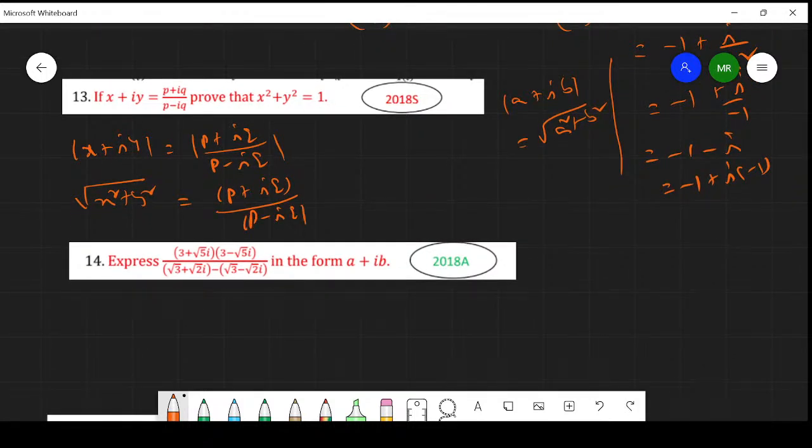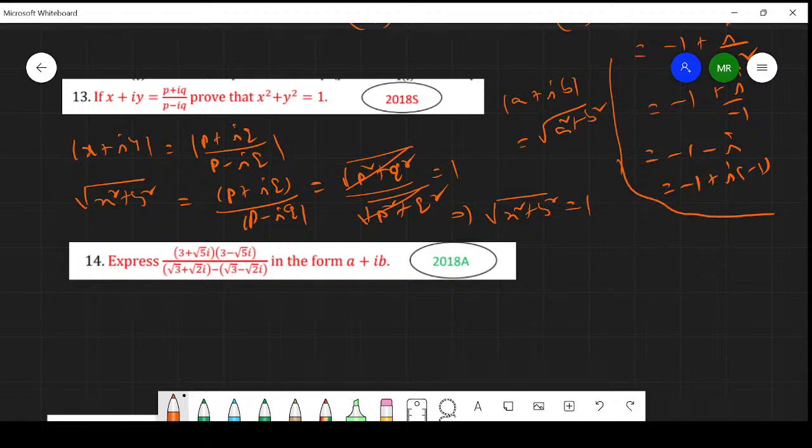P minus i cubed. This will become the root of p square plus q square. This is also the same thing, p square plus q square minus q whole square. It comes the same, so now I can eliminate this. This will be 1. So we have got here the root of x square plus y square is equal to 1.